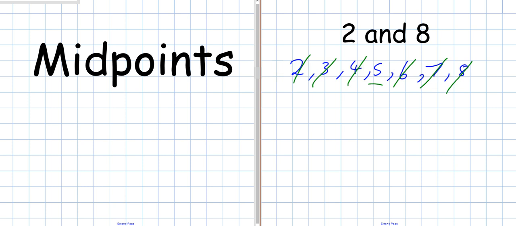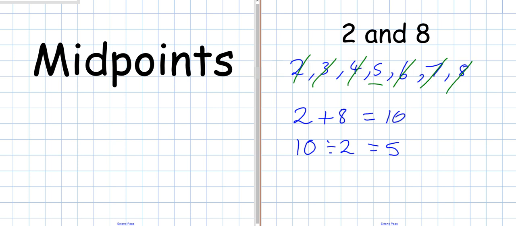However, if I had the numbers 2 and 101, that would take an awful long time. So we need to look at a more effective strategy. For this, I'm going to recommend that you add the numbers together. So 2 plus 8 would give me 10. And then I'll do 10 divided by 2, which is 5, which you notice will give me the same answer as I found before.